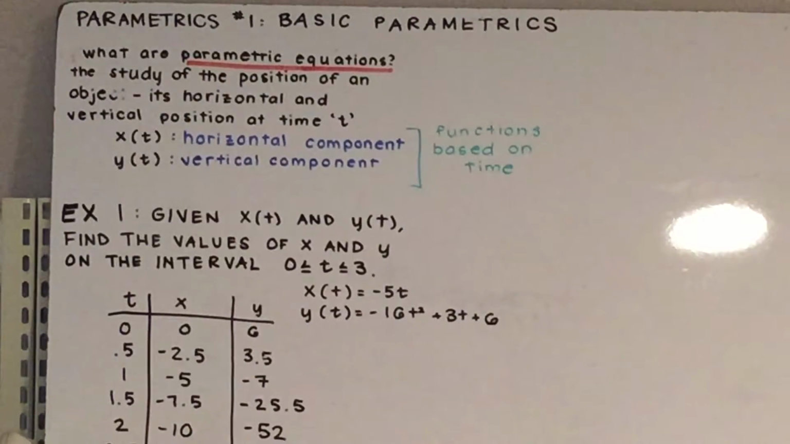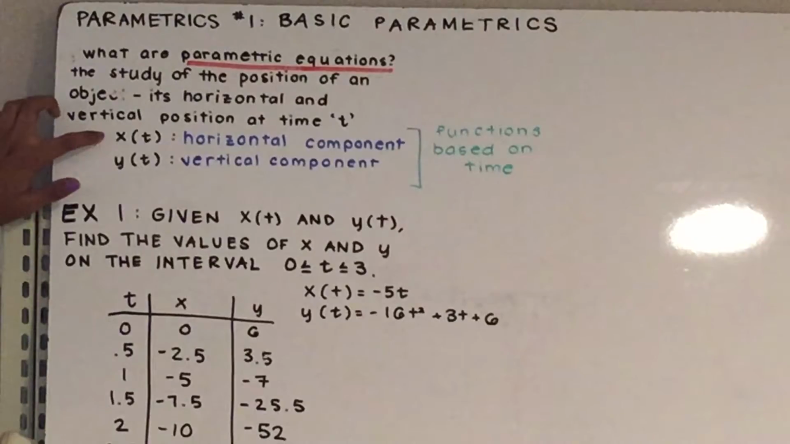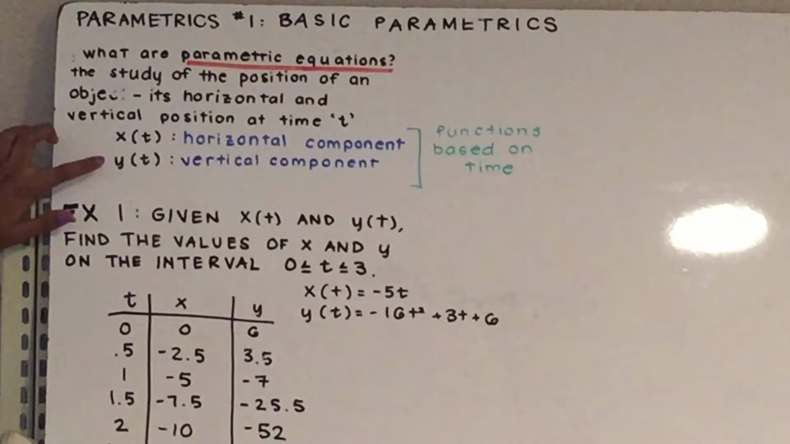So parametric equations are the study of the position of an object, or its horizontal and vertical position over time. And they're defined by two functions based on time, as you can see. The horizontal component defined by x of t, and the vertical component defined by y of t.